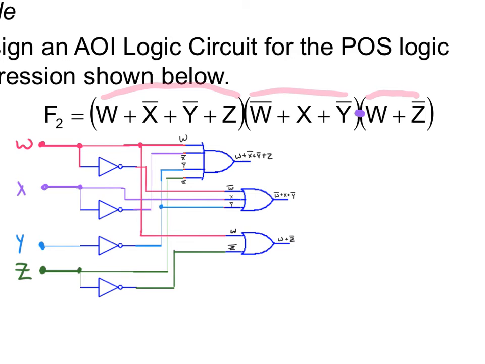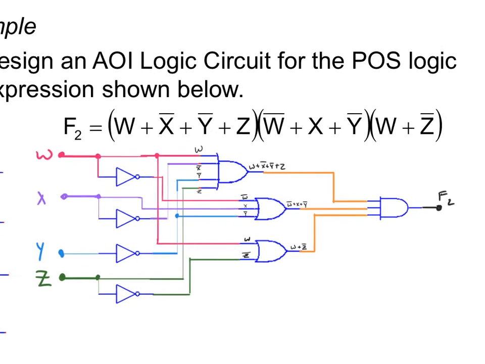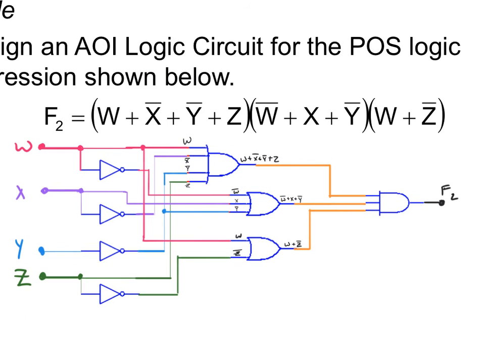So that's an AND gate, right? We have 3 inputs going into our AND gate, so we need a 3 input AND. Here is what our final circuit will look like with that 3 input AND. And again, if you follow logical analysis, you'll find that this circuit is equivalent to the Boolean algebra logic expression given up there as F2.